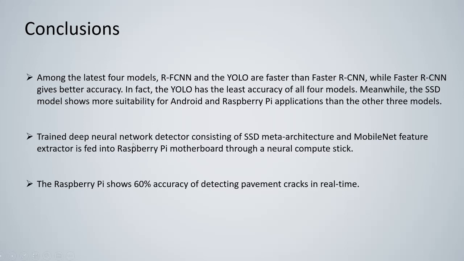The trained deep neural network detector, consisting of SSD meta architecture and MobileNet feature extractor, is fed into the Raspberry Pi through a neural compute stick. The Raspberry Pi shows 60% accuracy of detecting pavement cracks in real time.